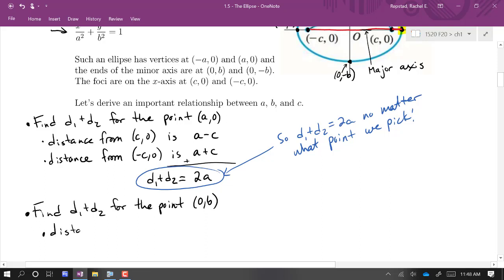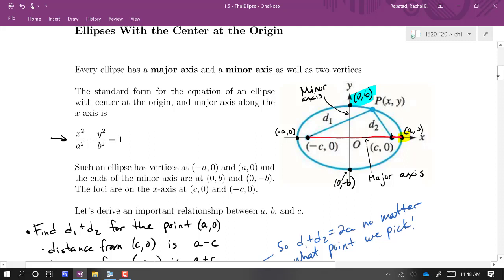Okay, so the distance from C0, let's go back up here and take a look at the figure. What we're doing is trying to figure out the distance from this point at the top down to this focus. We're going to use the built-in right triangle here. The vertical leg has length b, the horizontal leg at the bottom has length c. So using Pythagoras, that distance is the square root of b squared plus c squared.